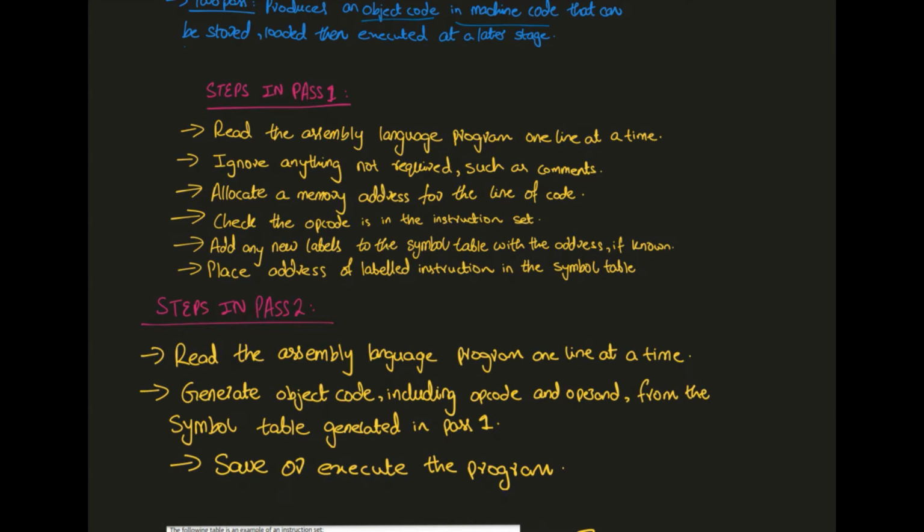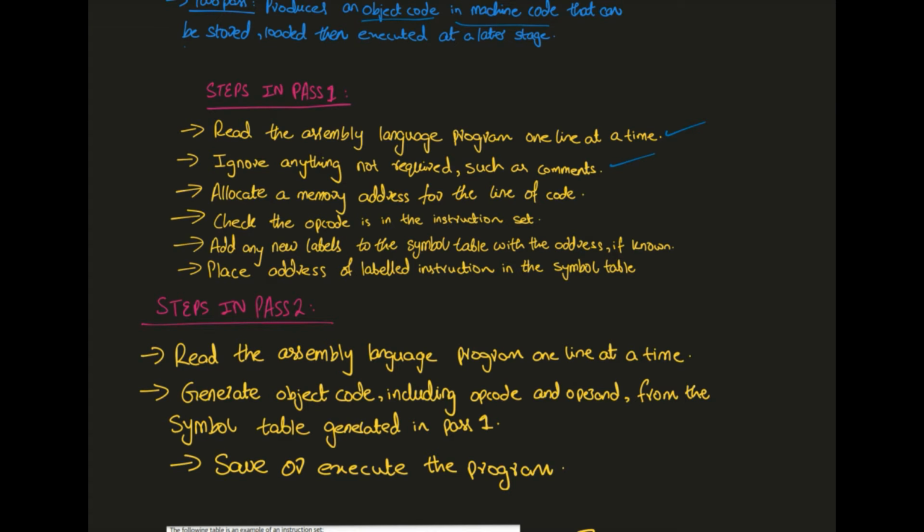Let's go over the steps in pass one. First of all, you read the assembly language program one line at a time, reading each of these statements in turn. Then we ignore things such as comments. Comments are for the programmer, so they do not relate to the computer running the assembly program. The assembler does not have any use for them while executing, therefore the comments are ignored.